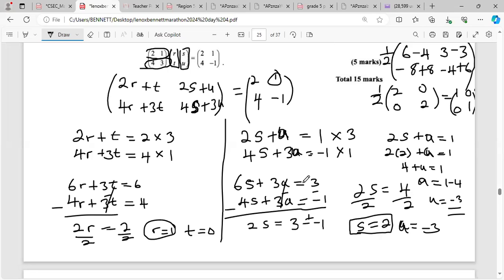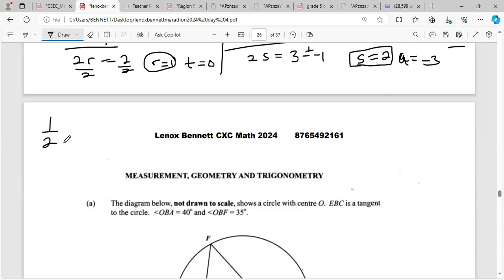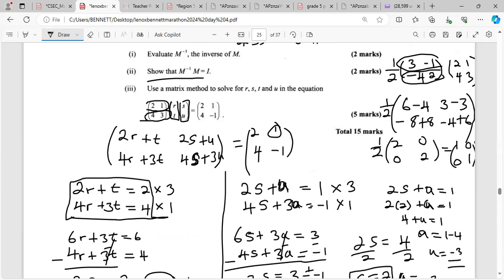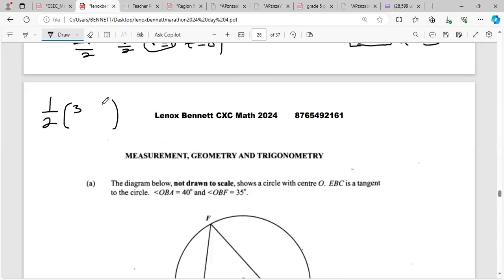If we were to do it the other way, we'd have to find the determinant, which is 2 times 3, 6. And then, oh, we already found the inverse, right? So the inverse will be 1 over 2, times 3, -1, -4, 2. That was the inverse, right?